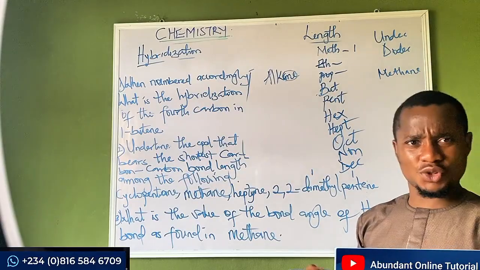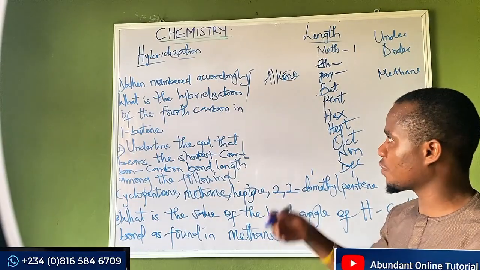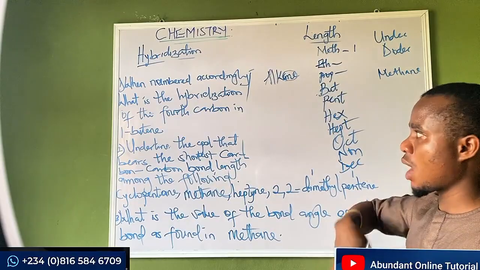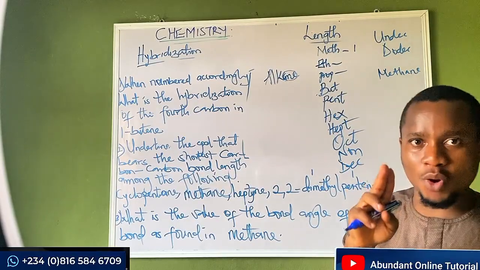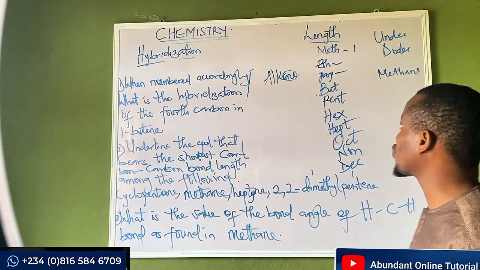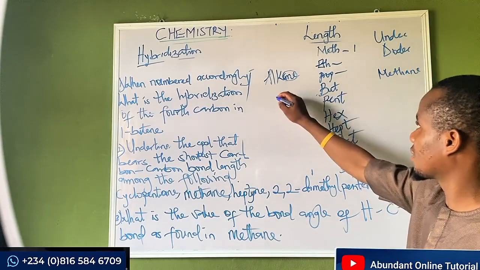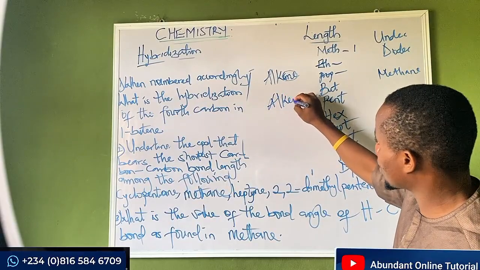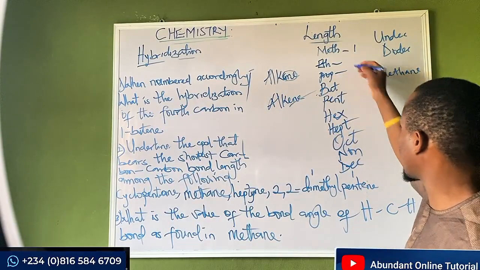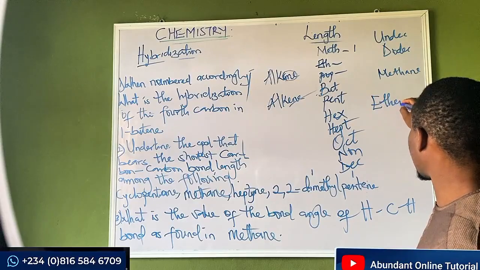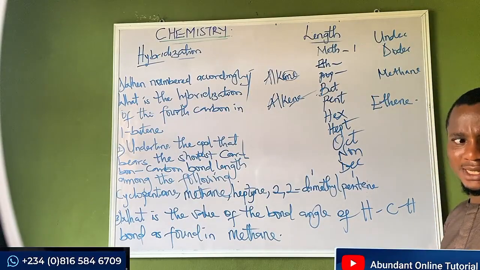So if it is 2 carbons, you know that it's eth. And when you check, you now see that it has a double bond. Just know that it belongs to the group alkene. Just take the ene, add it to it. It becomes ethene. All right. Do you get it? Like that, like that.